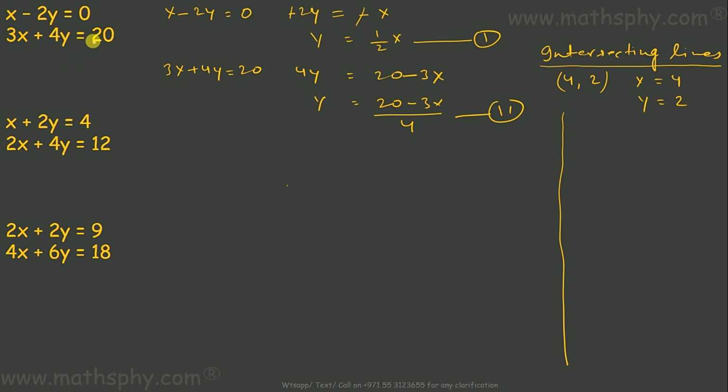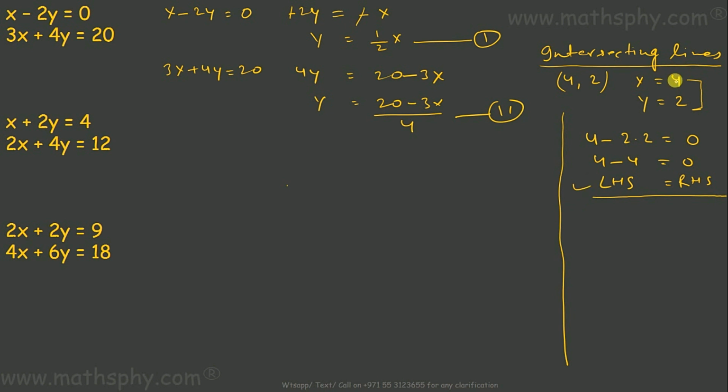In these two equations, which gave me intersecting lines at this point where x was 4 and y was 2, if I replace x in this equation here with 4 and y with 2, like this, x is 4 and y is 2, 4 minus 4 equals 0. This is my left hand side and this is right hand side. Both are equal.